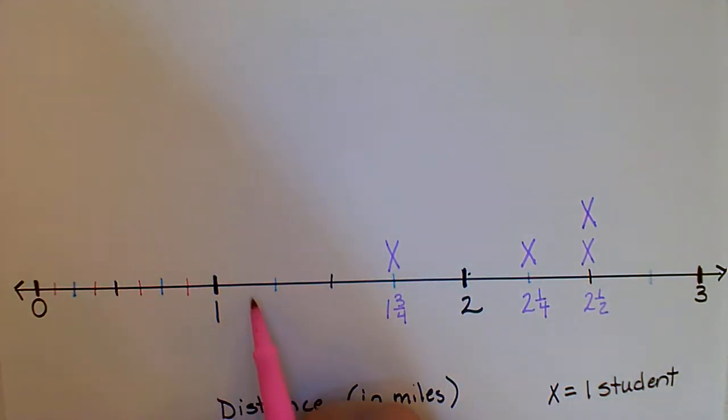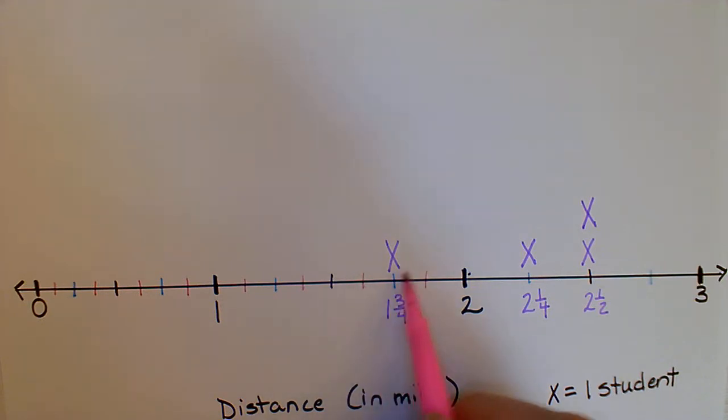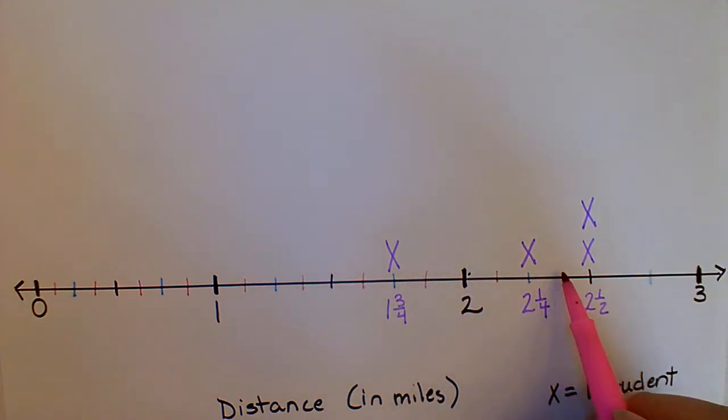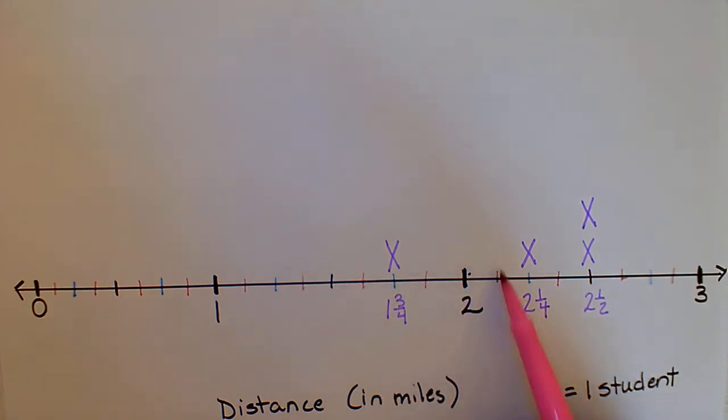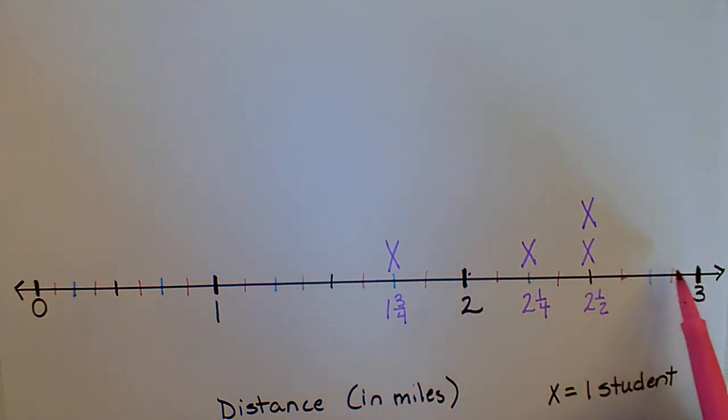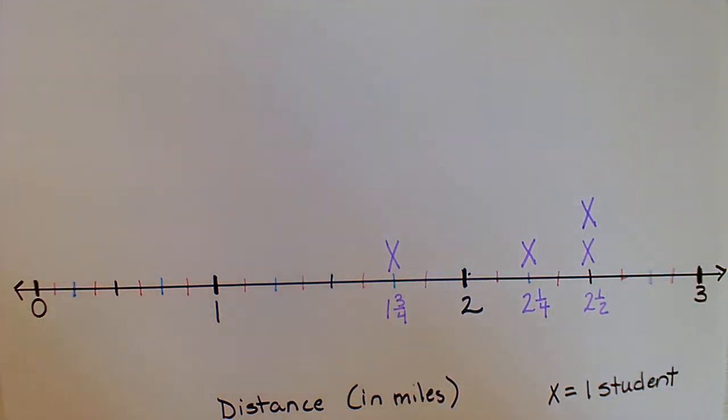All right, let me do the same thing over here. 1, 2, 3, 4, 5, 6, 7, 8. And here again. 1, 2, 3, 4, 5, 6, 7, 8. So it's all now partitioned into eighths. And now let's start marking these off on here.